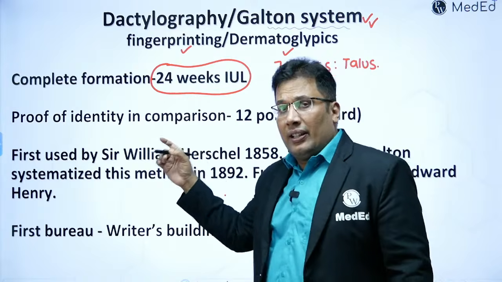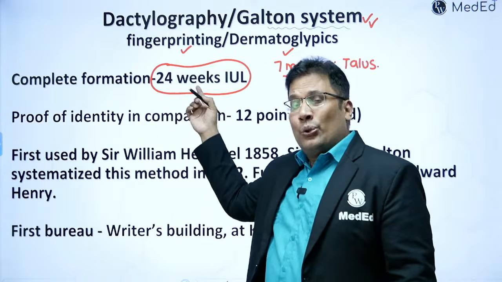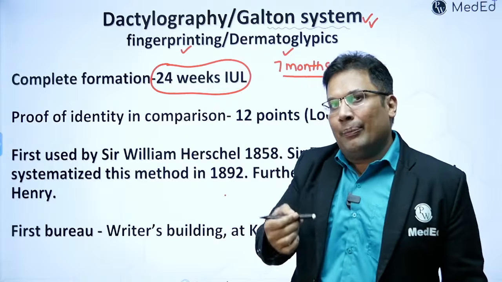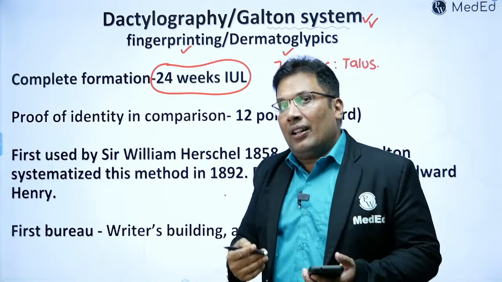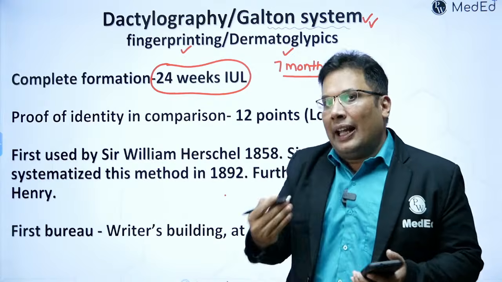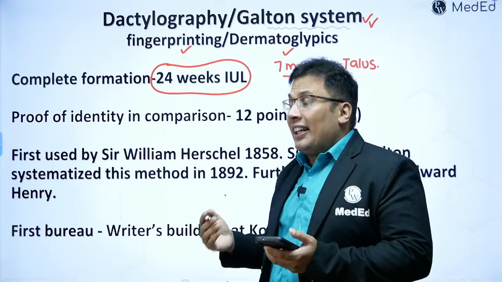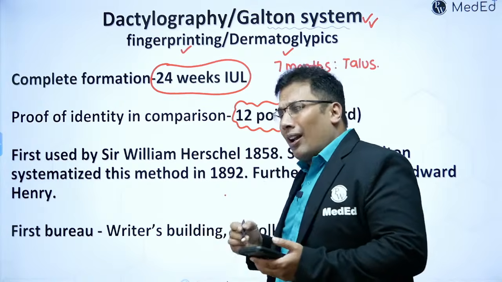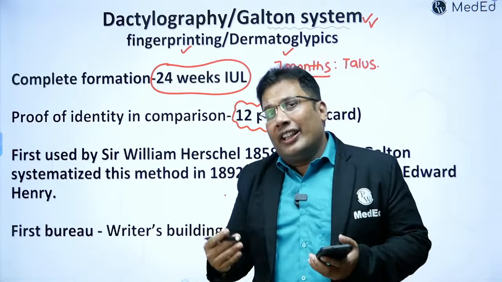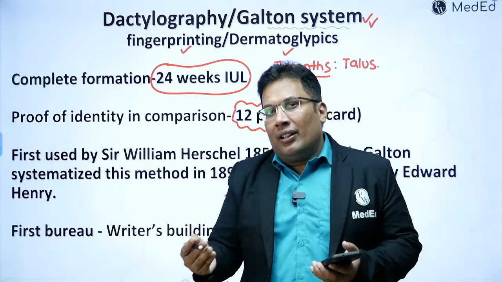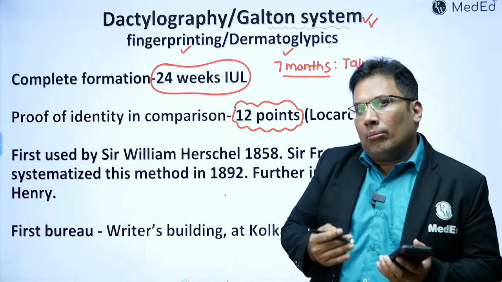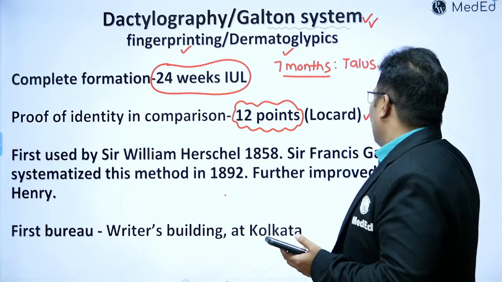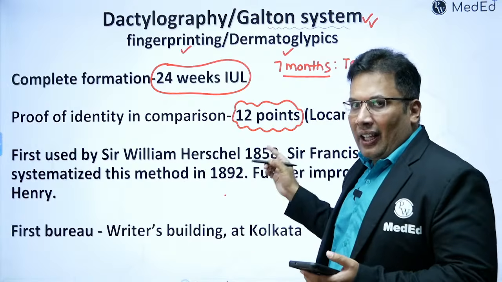So the fingerprints are formed somewhere around 6 to 7 months. At 7 months, the talus appears. At 9 months, lower end of femur appears. Upper end of tibia appears at 10 months. All these are important MCQs. Then proof of identity in comparison, around 12 points. So when they compare two fingerprints, they compare so many points. The minimum comparison is basically 12 points. This is taken from Case and Reddy, according to Locard basically.